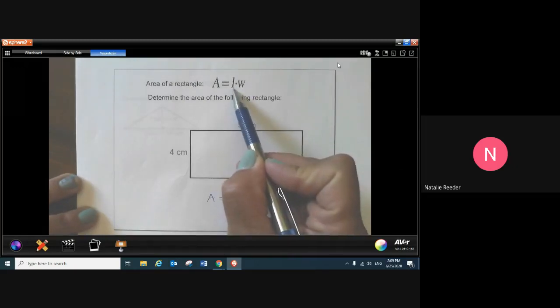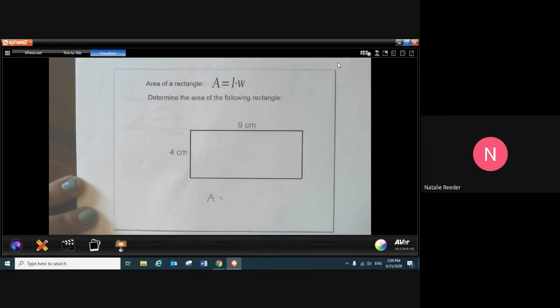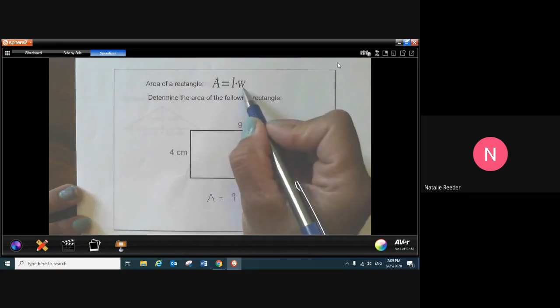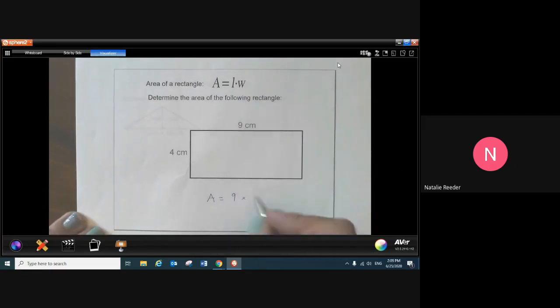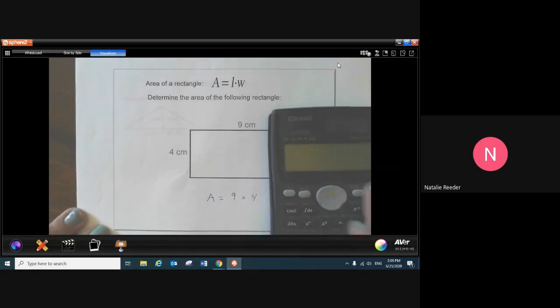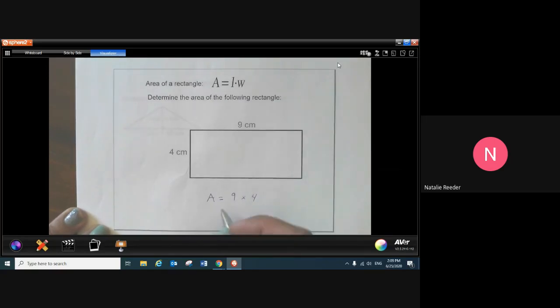Instead of the L, we're going to put the length, which is 9 centimeters. And instead of the W, we're going to put the width, which is 4. Then you can just take your calculator, or if you know what 9 times 4 is, that's great. 9 times 4 is equal to 36. So your area is 36 centimeters squared, just like that. The unit of measure is squared because it's the area.